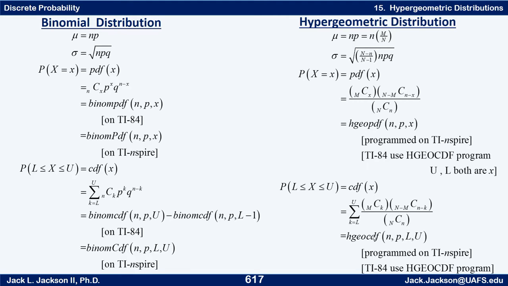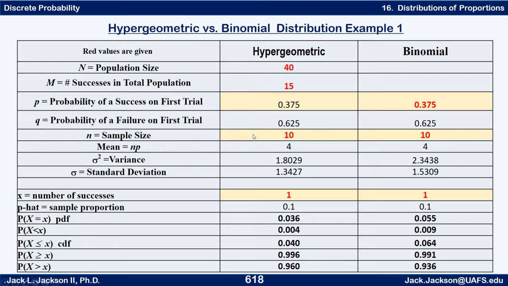Well, we programmed that in on the TI-Inspire with HGOCDF. You pass it N, P, L, and U in that order, and it gives you back the right probability. And we use the HGOCDF program that we program in on the TI-84. So let's look at a few examples of hypergeometric versus binomial.